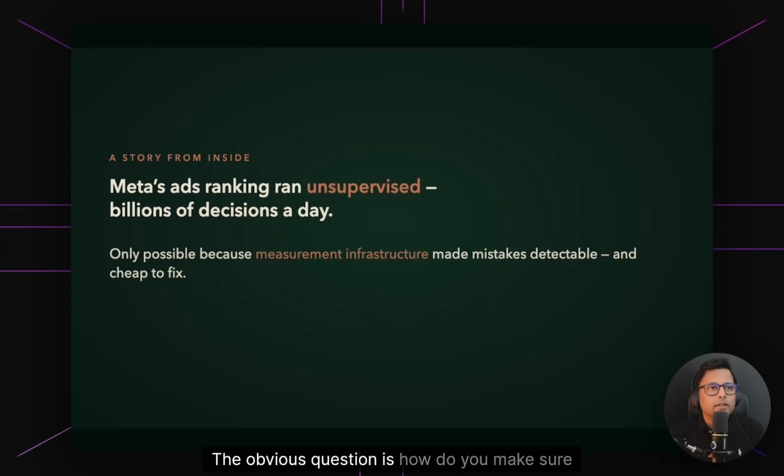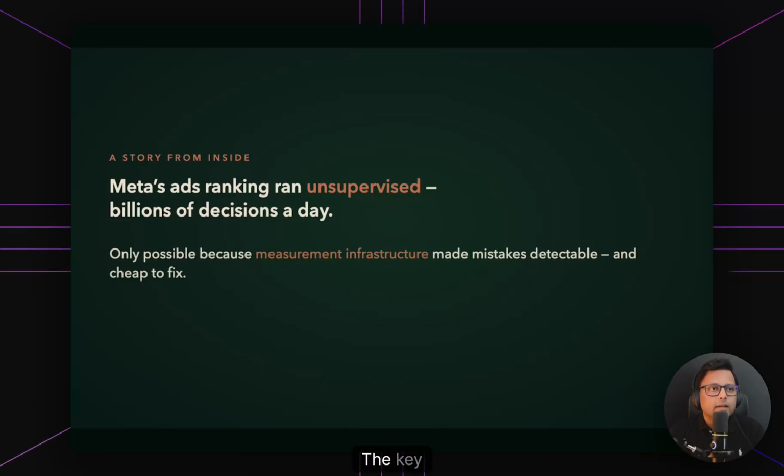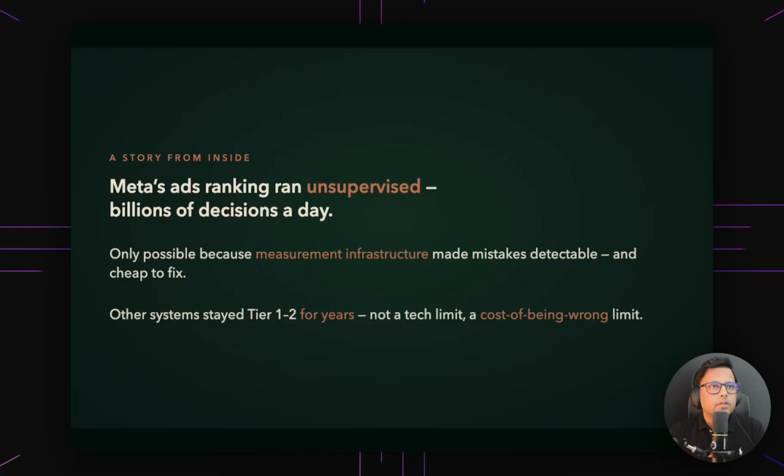The obvious question is, how do you make sure that this kind of a system is running safely at large scale? The key point here to remember is that these systems were built with massive measurement infrastructure around it. So mistakes were caught fast and these were fixed at a cheaper scale. So this kind of a tier 3 system is something that you need to think about in terms of long-term investments.